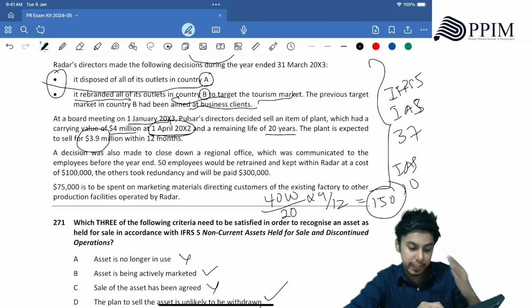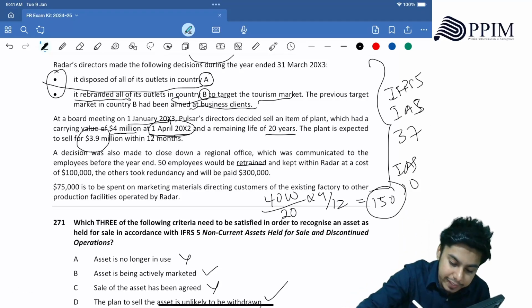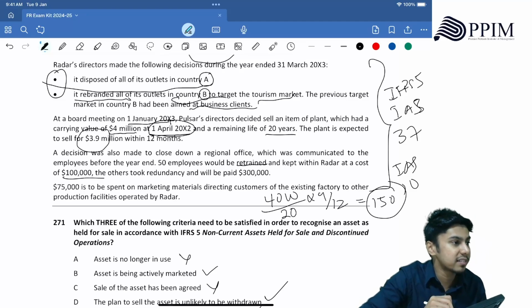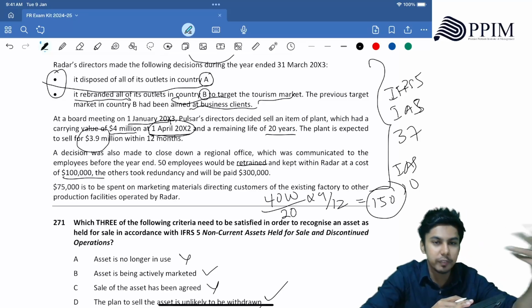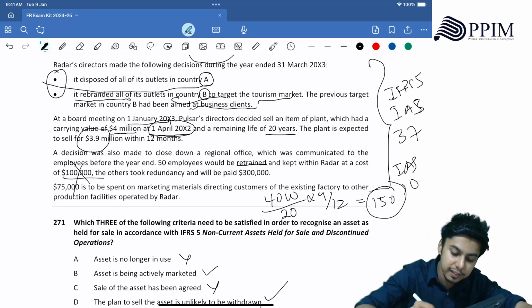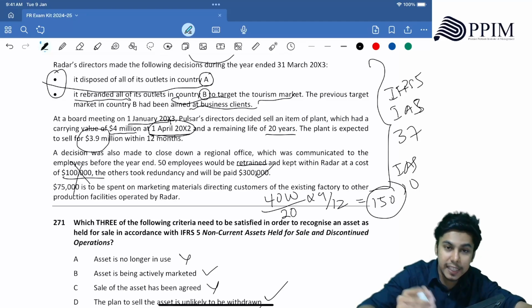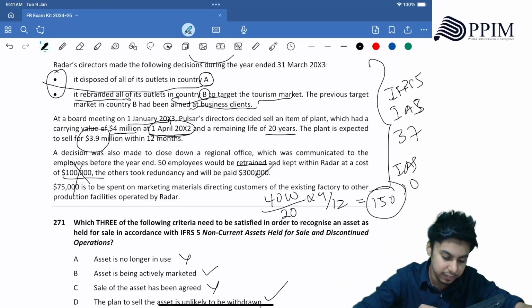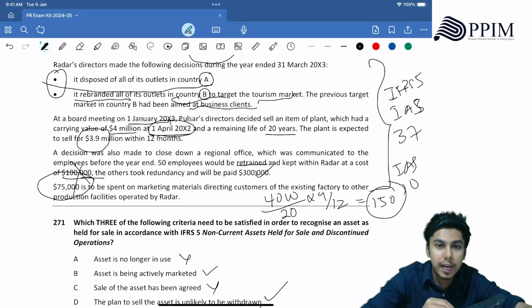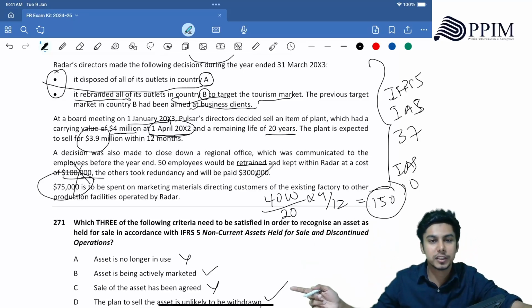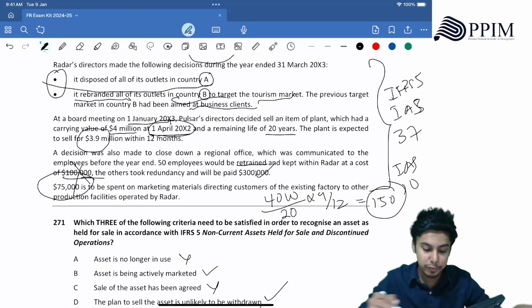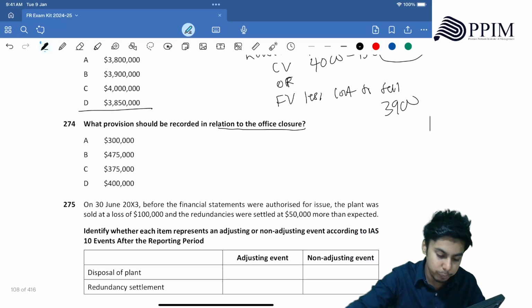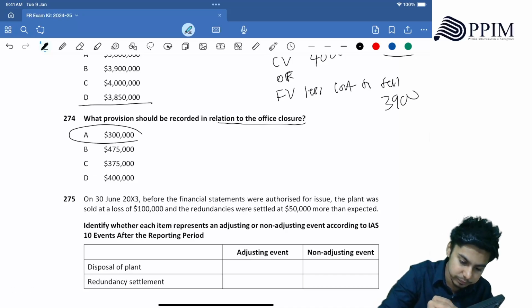A decision was taken to retrain the employees, 100,000. Guys, retraining of employees, can we take it as a discontinued operation or a closure cost? No, that's for the continuing part, so we can't take that. Redundancy? Yes, because we are paying for the people who are leaving. Right, 75,000 we are spending on marketing to tell people that we are moving to a new location. Is it related to the closure? No, that is for people to come for the new business. So therefore, only 300,000 should be the correct answer for this question. Done.